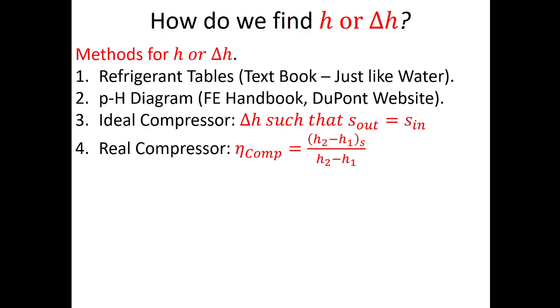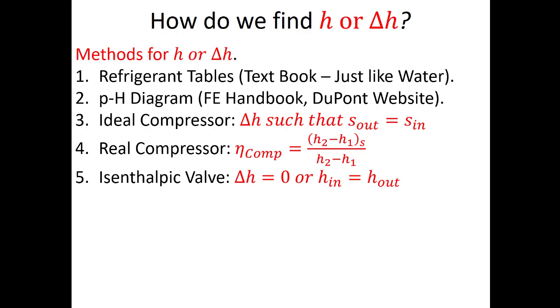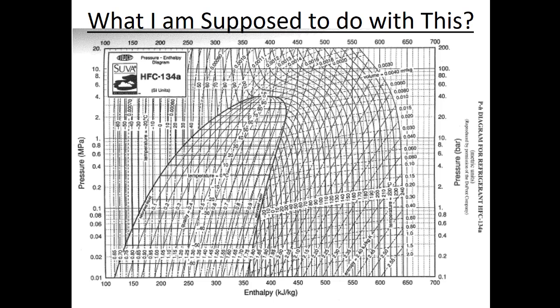For the real compressor, you're going to then have to use the compressor efficiency. The good news is the valve doesn't have any kind of efficiency, right? And once you know the inlet state of the valve, even though the pressure is going to be different, the enthalpy is going to stay the same. So across the valve, delta H is equal to 0, or H in is equal to H out, right?